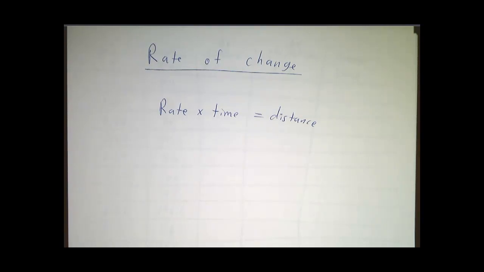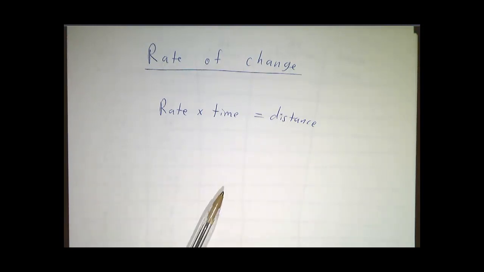Let's talk about rate of change. We all know that rate times time equals distance. That's a wonderful formula if you're moving along at a constant rate and you take a certain amount of time, you know how far you go. If you're going 60 miles an hour and you go for half an hour, you travel 30 miles.